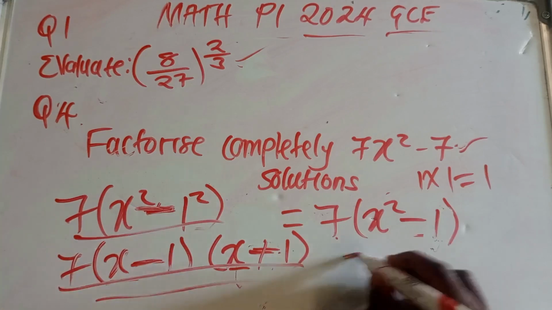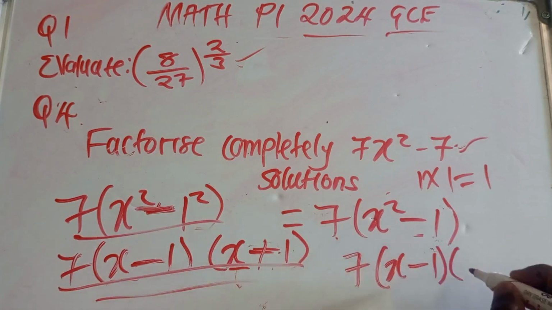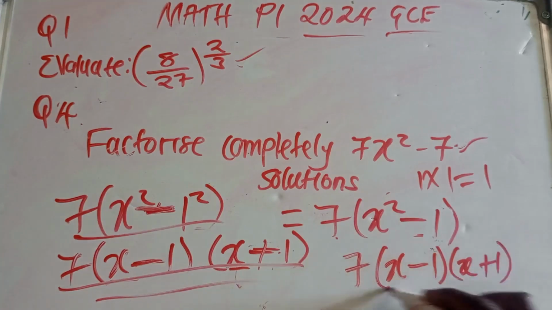So our final solution is 7 times (x minus 1) times (x plus 1). So here we can say now that we've factorized completely. This is how to go about this question. These are simple questions which you need to understand. Hope you have gotten something.